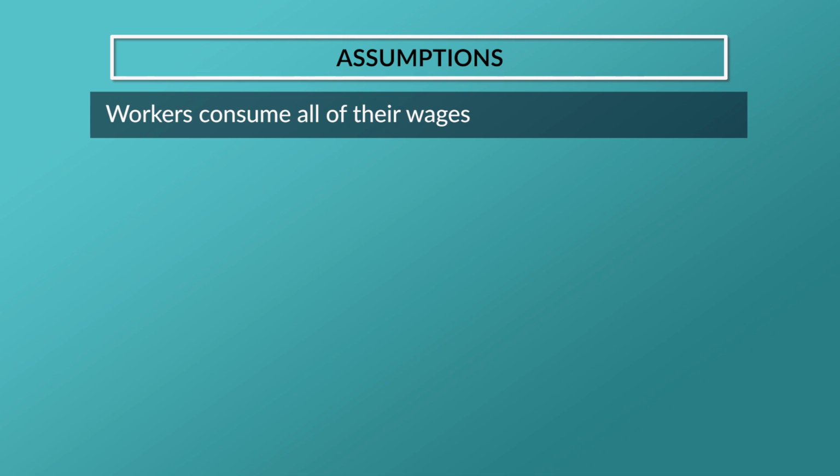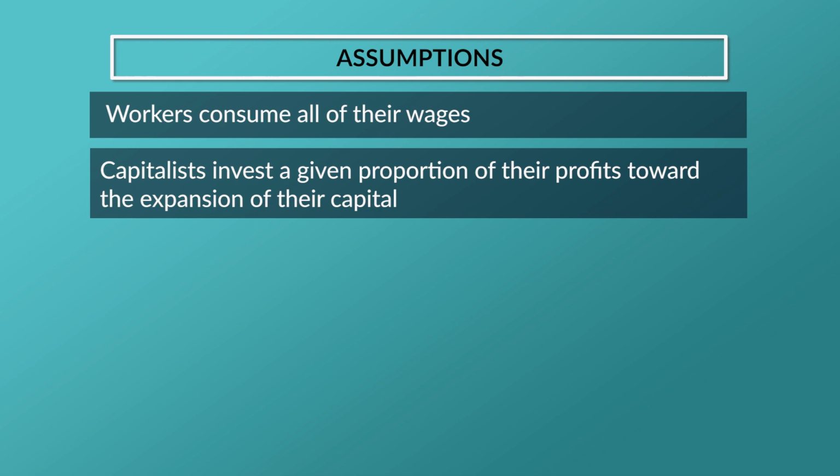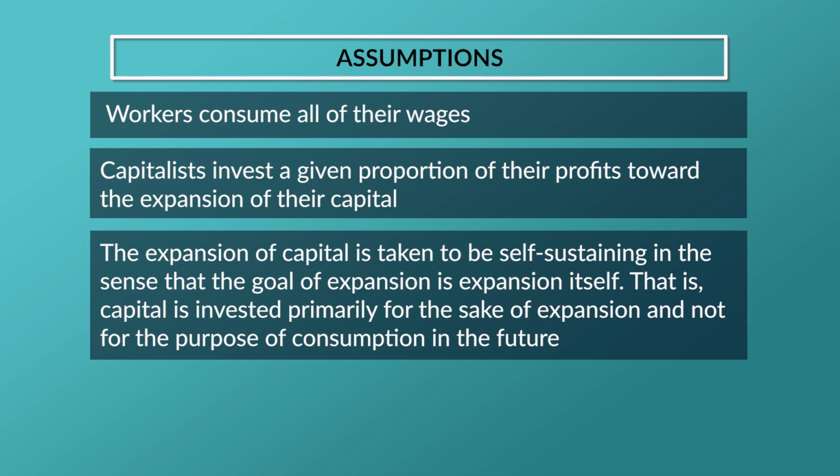Workers are assumed to consume all their wages. Capitalists invest a given proportion of their profits towards the expansion of the capital. And the expansion of capital is taken to be self-sustaining in the sense that the goal of expansion is expansion itself, that is, capital is invested primarily for the sake of expansion and not for the purpose of consumption in the future. So formally we have an expression here.